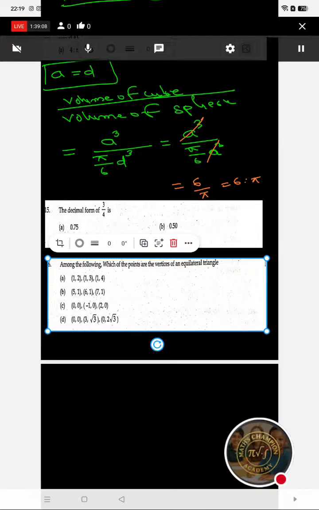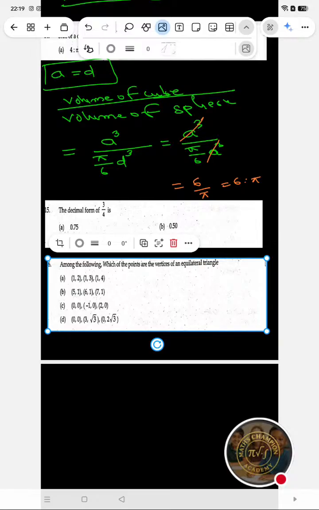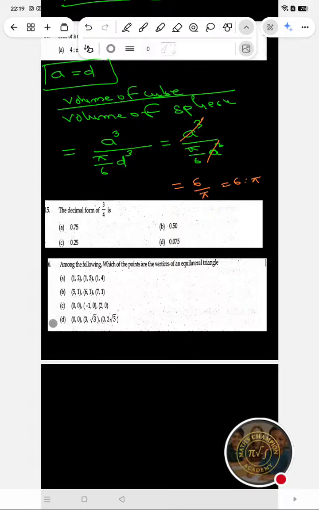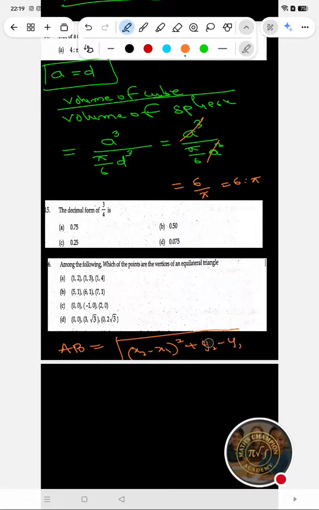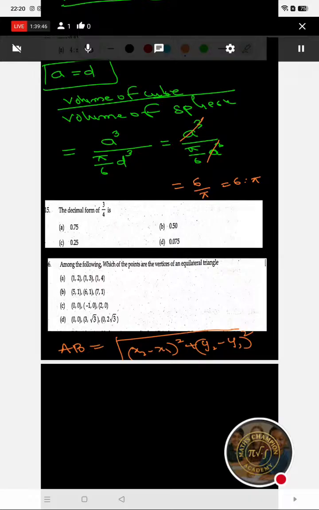What is the formula for distance in coordinate geometry? Under root x2 minus x1 whole square plus y2 minus y1 whole square. If you are finding the distance between AB, that is under root x2 minus x1 whole square plus y2 minus y1 whole square. This is the distance formula.